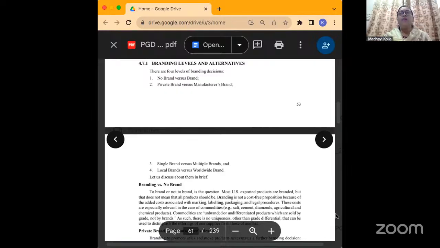So, today, when we are talking in terms of, say, electronic items or electrical items, most of them are branded. Automobiles are branded. However, if you are looking in terms of, say, some cookware, some are branded, some are not branded. So that is what we are trying to say. No brand versus brand. Each has its advantage. In terms of branding, you're building the brand.